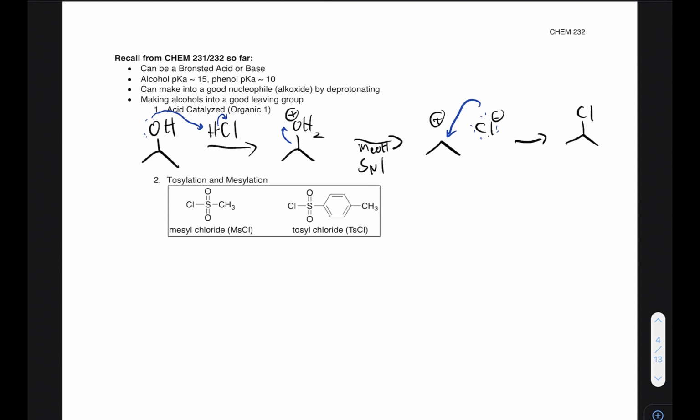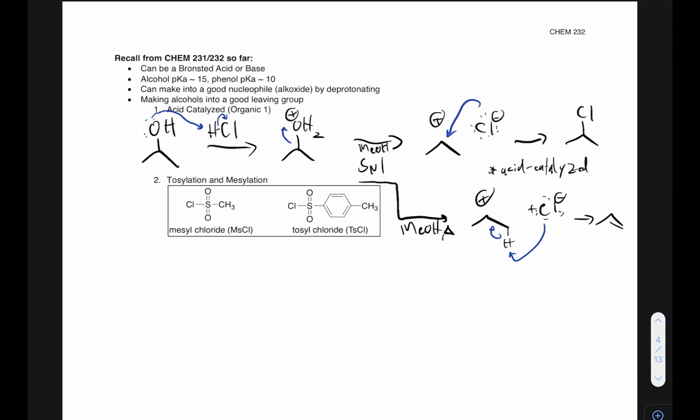We can also do something similar where we have heat being used. And so instead of having just SN1, we can also do an SN2, or an E1 reaction as well to form an alkene. This is that acid catalyzed dehydration. Again, removing alcohol, dehydration, to form an alkene.